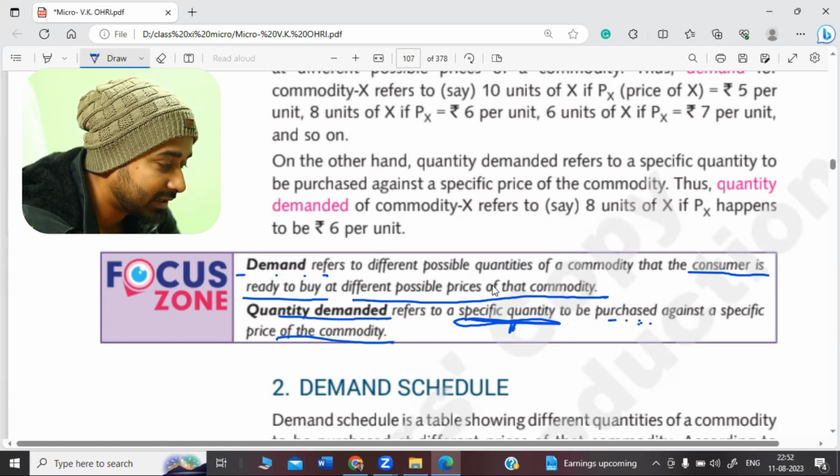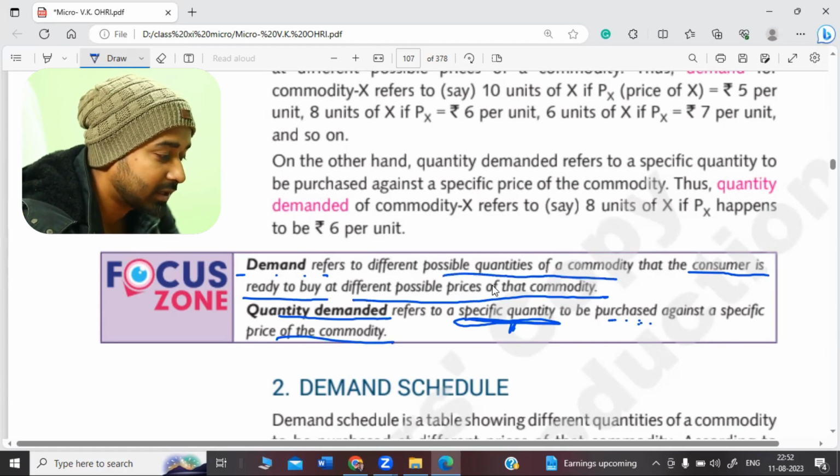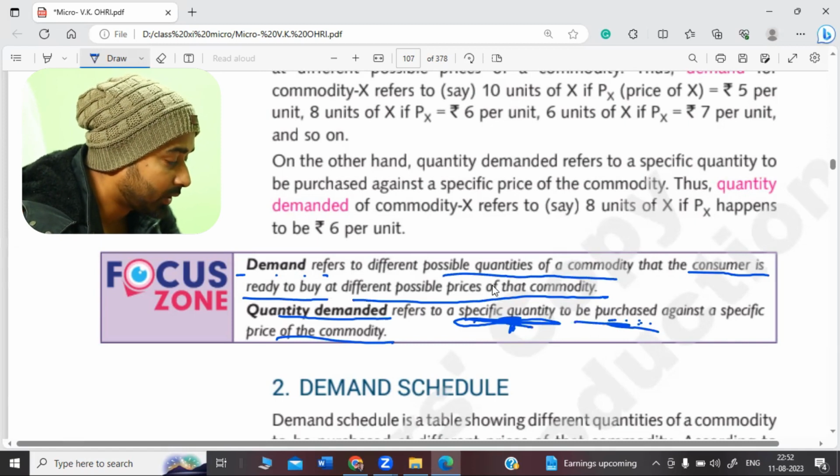So the difference between demand and quantity demanded: demand is nothing but a statement of the possible quantities of a commodity that a consumer is ready to purchase, and here it refers to a specific quantity to be purchased. That is known as the quantity demanded.